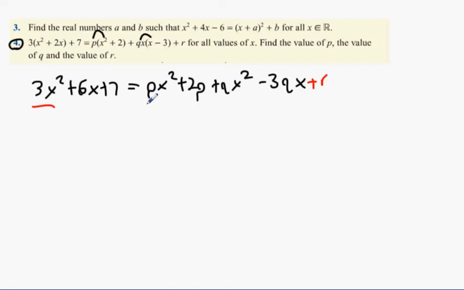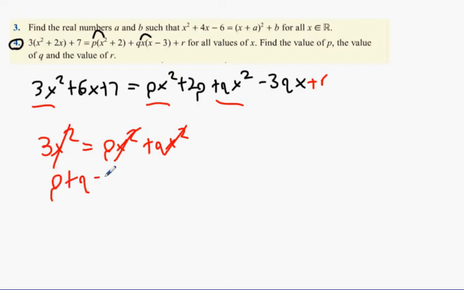The 3x squared equals the px squared plus the qx squared. So in effect, p plus q equals 3. Is that right? Because x squared is equal to x squared. Now you're going to underline the x's. We'll just strike them off because we already used them.